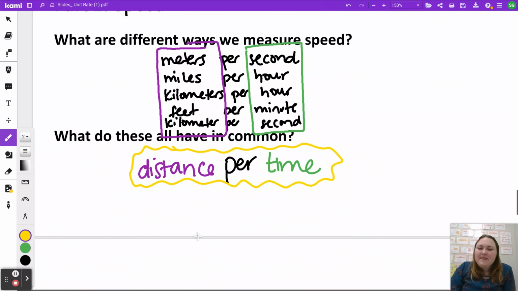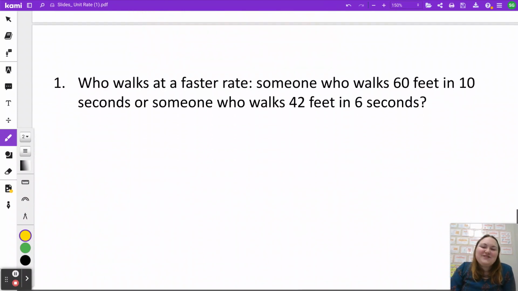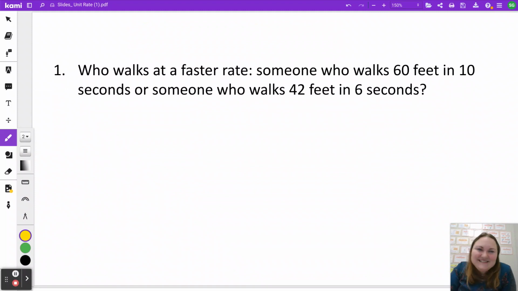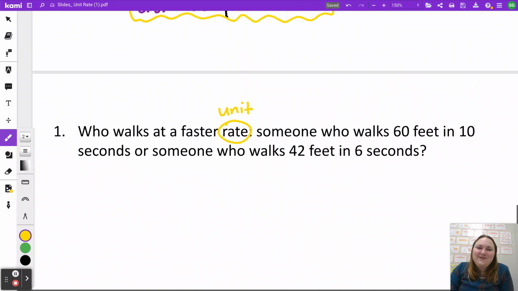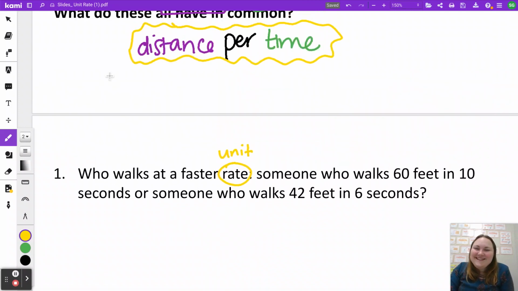calculate speed. So for example, if I asked you who walks at a faster rate, someone who walks 60 feet in 10 seconds or someone who walks 42 feet in 6 seconds, right now, it's too hard to compare those. I don't know who's going faster. What do we need to do? We need to find their rate, specifically their unit rate. And to do that, we are going to use this right here.